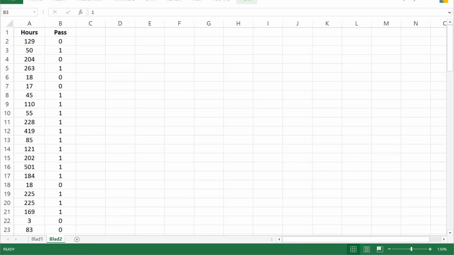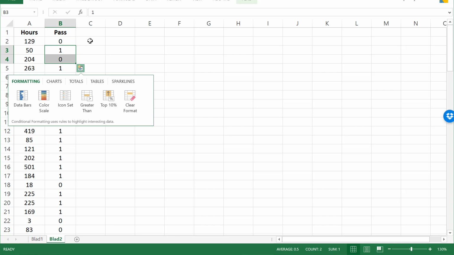So let's look at some actual data and the linear probability model. Here I have some data, 100 students. I know how many hours they've studied for the exam, and I also know whether they passed or failed the exam. So 1 means that they passed the exam and 0 means that they failed it. Obviously, the number of hours is not the only variable that affects whether you pass or fail the exam. So you can have cases like this where the first student studied 129 hours and failed, and the second student studied only 50 hours and passed.